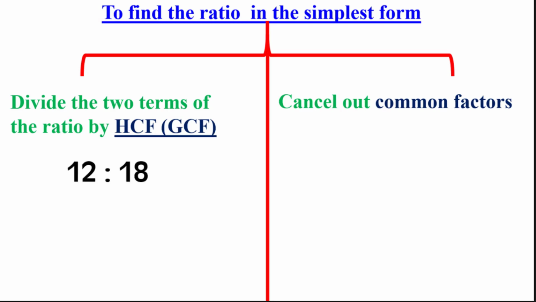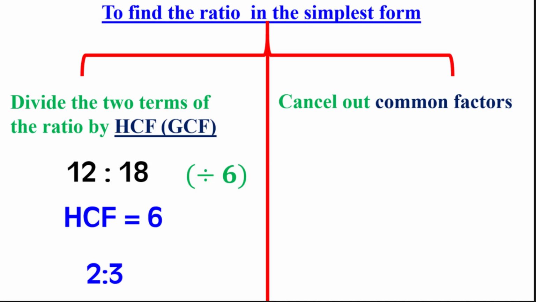If we have an example here, what is the ratio between 12 and 18 in the simplest form? What is the HCF, the highest common factor of 12 and 18? Yes, it is 6. We studied this before in grade 4. We can now divide both terms by the HCF, 6. 12 divided by 6 will be what? 2. And 18 divided by 6 will be 3.